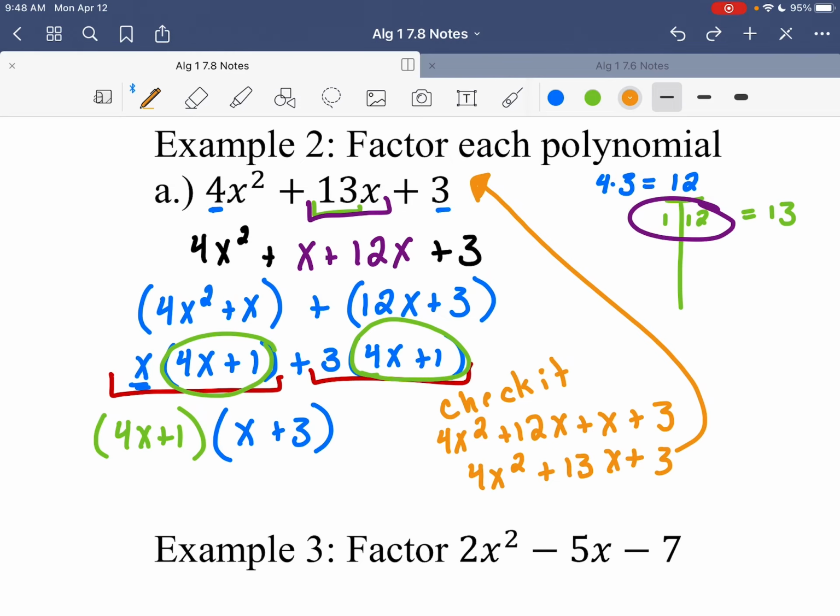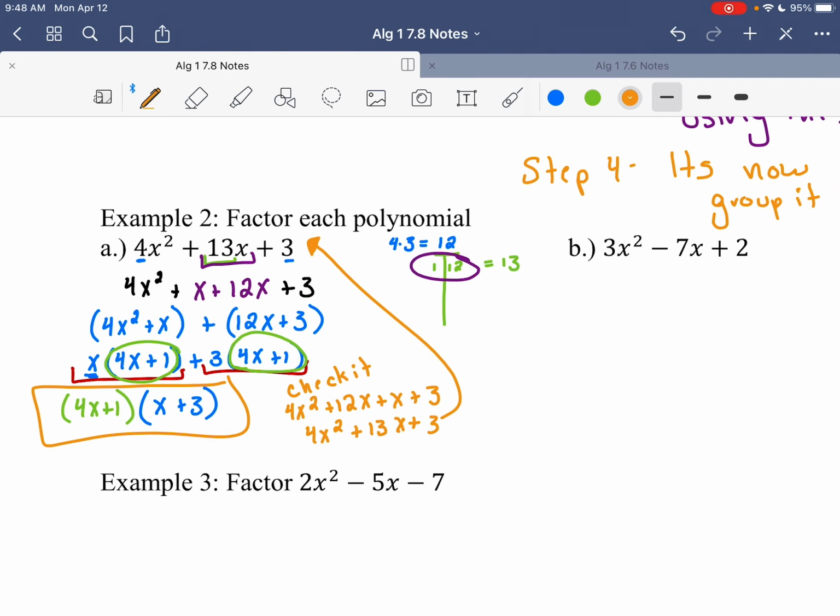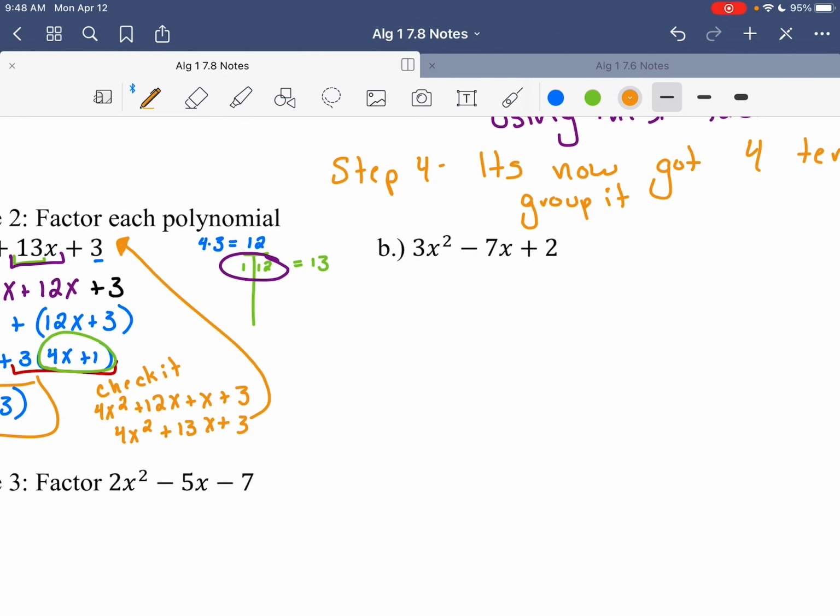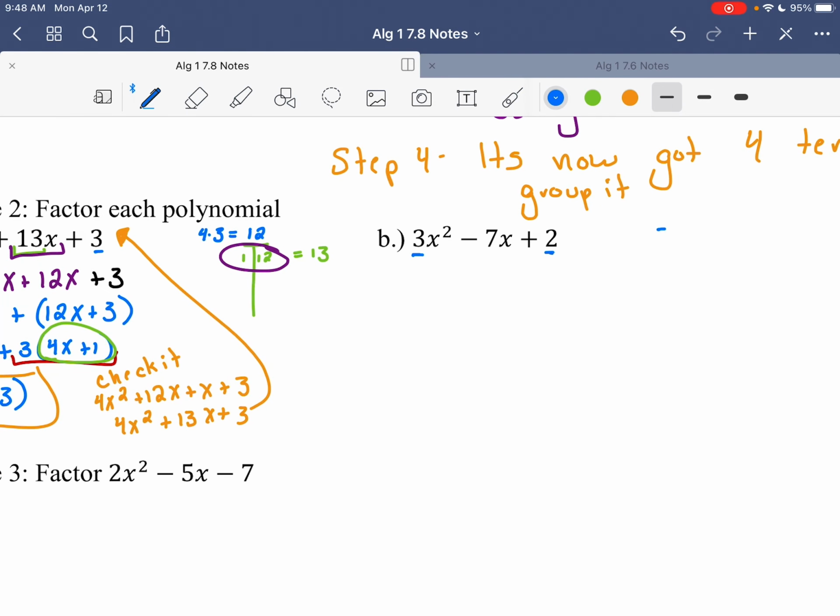Okay. All right, so there is my factored 4x plus 1, x plus 3. Again, this is using a method called organized factoring. Okay, next one. Step 1, again, multiply the a and the c. The a is 3, the c is 2. 3 times 2 is 6.